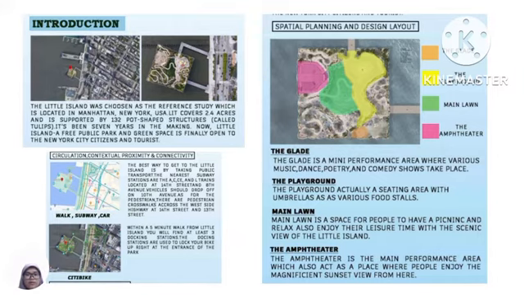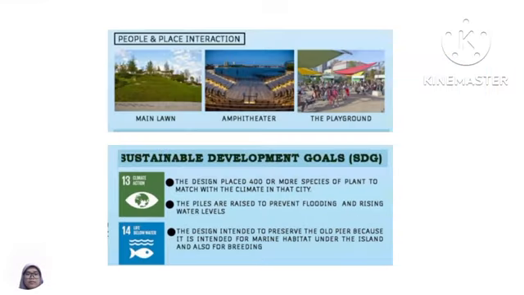And next is people and place interaction. First, the main lawn, amphitheater, and the playground. The users can use these places for their activities or other things for their own education or activity and so on.